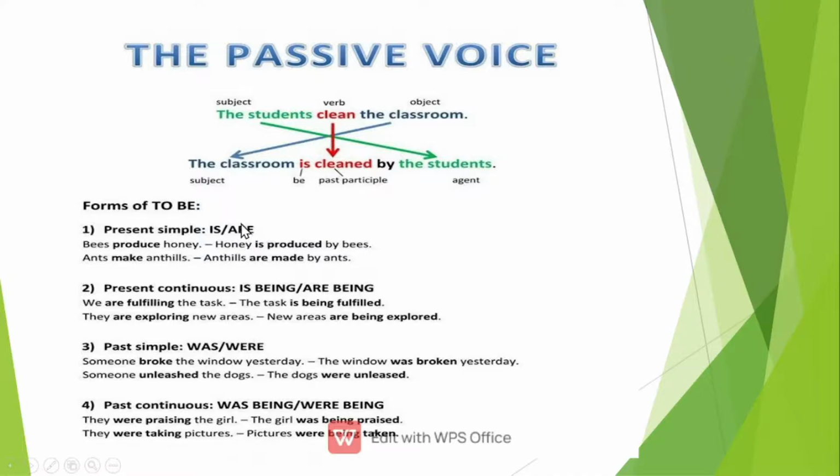It is the same thing that we have just done. Okay. You just need to see the examples. So copy the examples for yourself. Bees produce honey. Honey is produced by bees. Ants make anthills. Anthills are made by ants. We are fulfilling the task. The task is being fulfilled by us. They are exploring new areas. New areas are being explored by them.